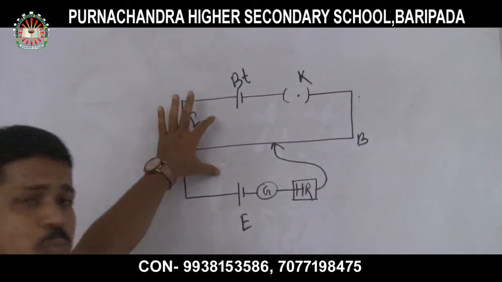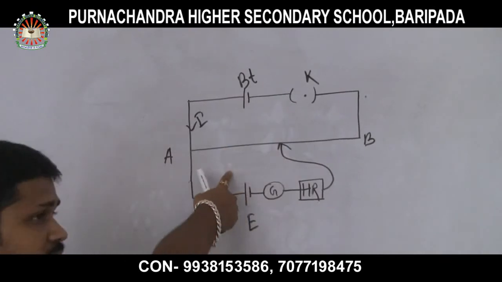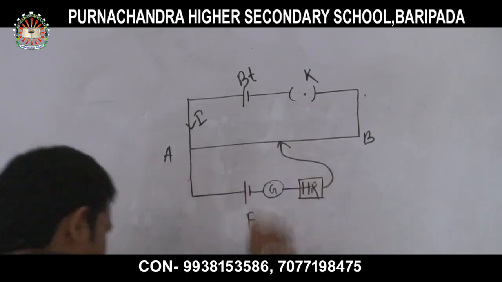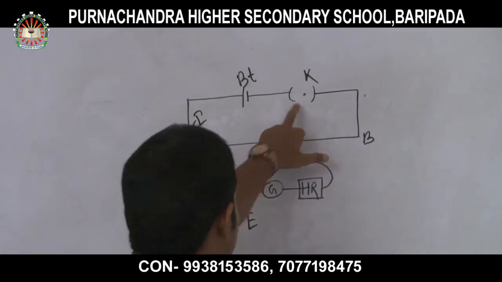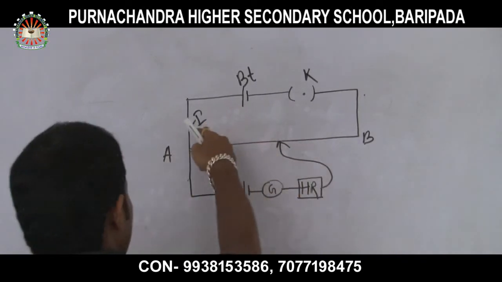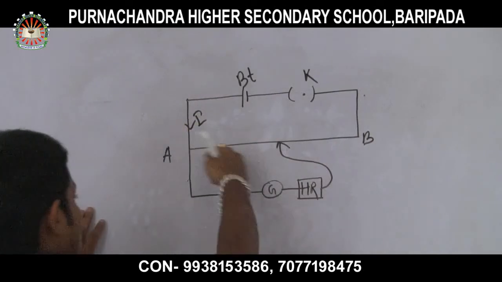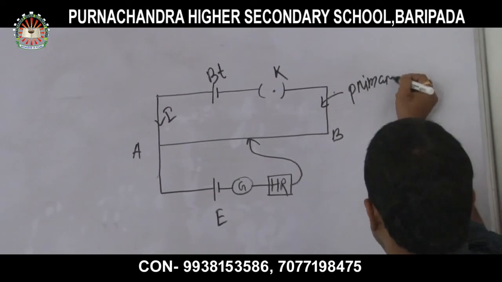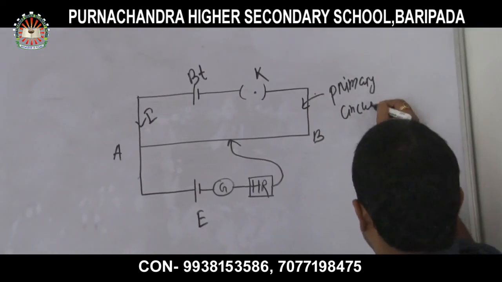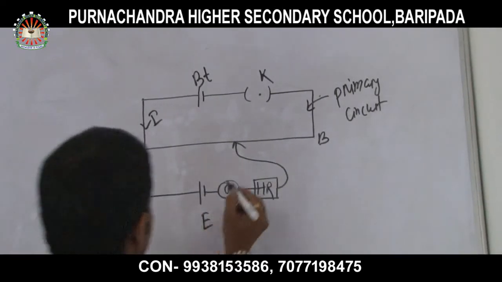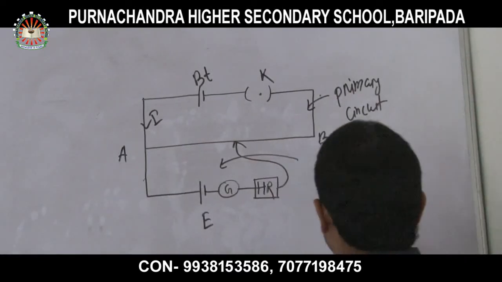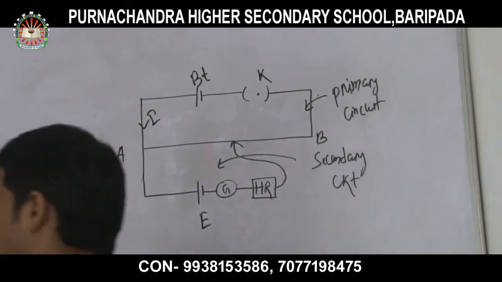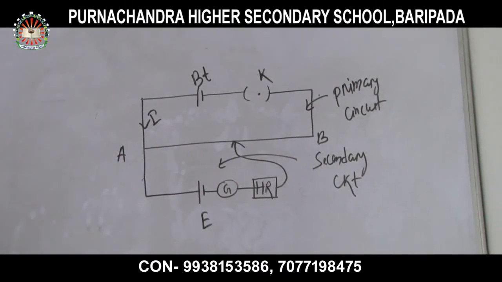Look very carefully. There are two parts. One is this, and another one is this part. The upper part consists of a battery and a switch, and there is a current flow I. This upper part is called the primary circuit, and the lower part is called the secondary circuit.